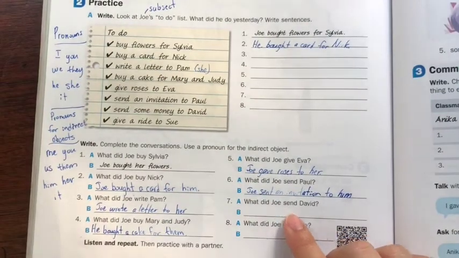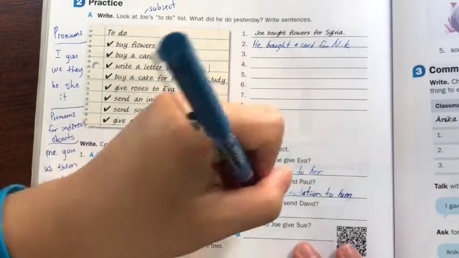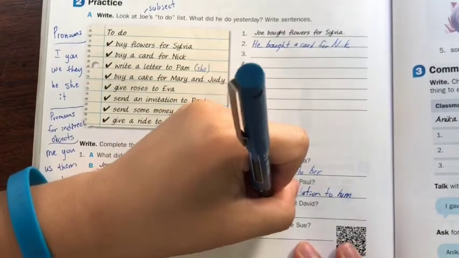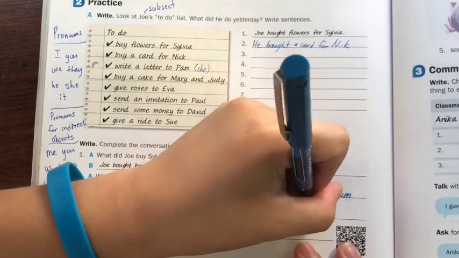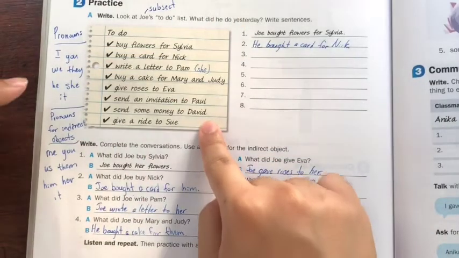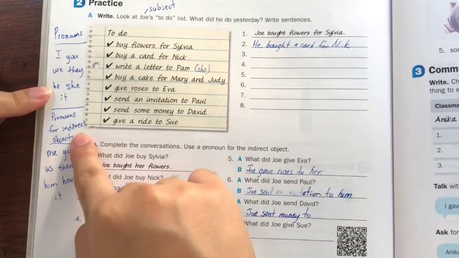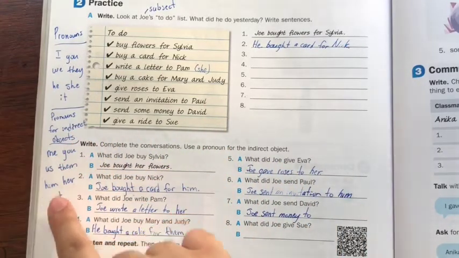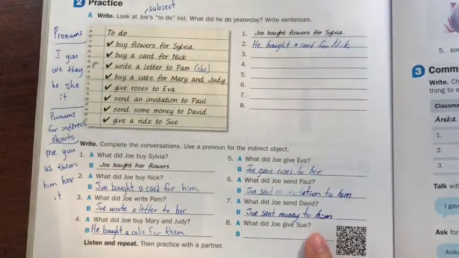Number 7. What did Joe send David? Send some money to David. Joe sent money to David. David is a man, he. So for pronouns for indirect objects, we use him. Joe sent money to him.